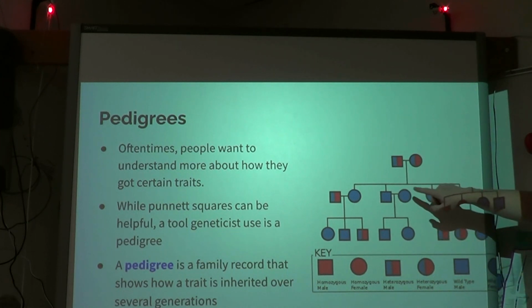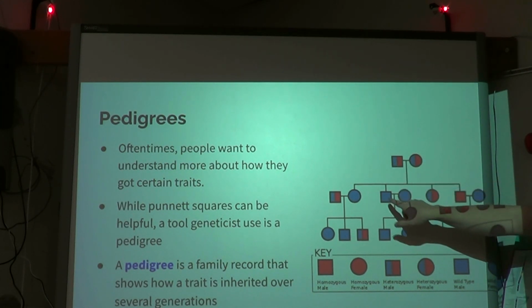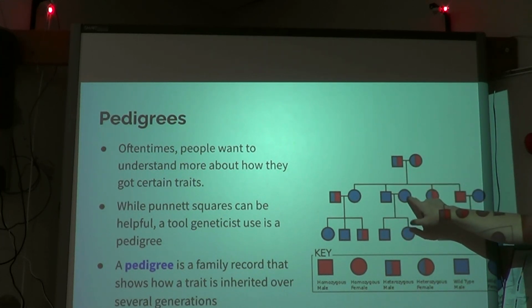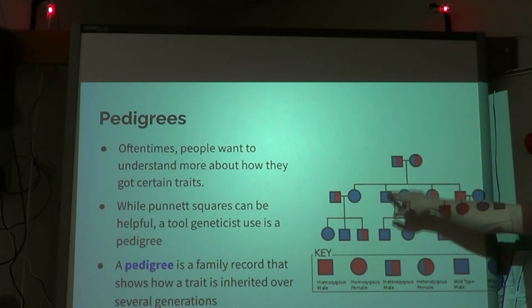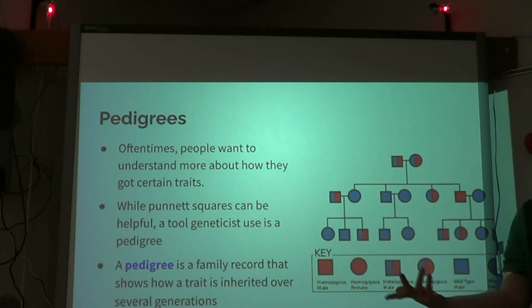What does this female call these two individuals? No, not step. In-law, right? So this is the son of these two. This female married this male, who's the son of these two, so this is the daughter-in-law. This is the son-in-law. Okay?